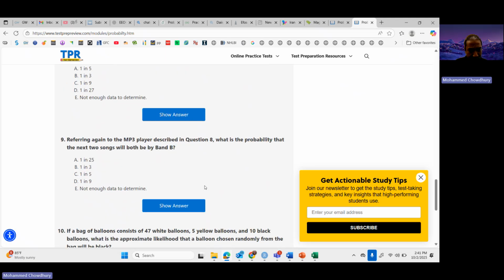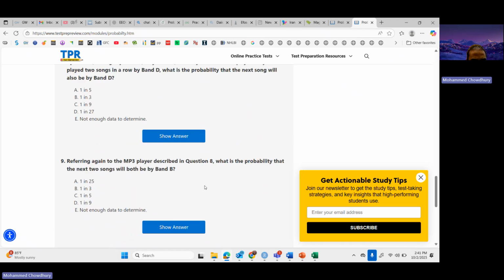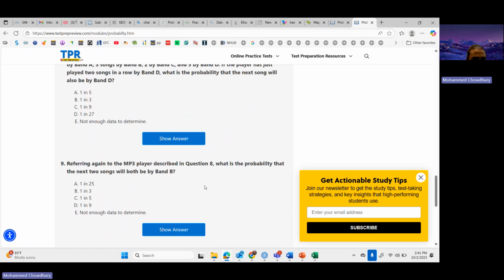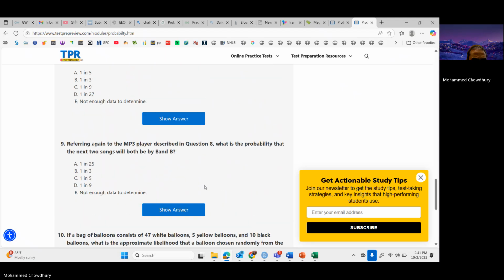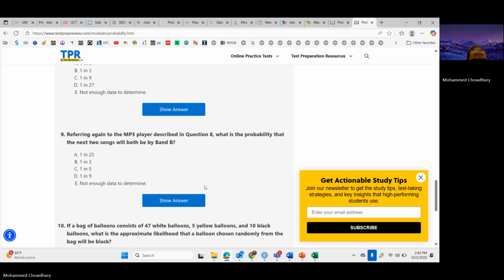Next one, referring again to the MP3 player described in question 8, what is the probability that the next 2 songs will both be by band B? Same thing. Band B has how many songs? 3. So that means 3 over 15. So this should be 3 over 15 times 3 over 15, for the next 2 songs. That gives 1 over 25, right? 1 over 25.